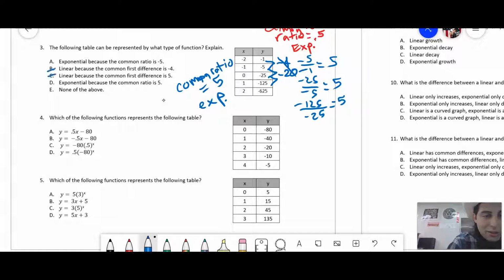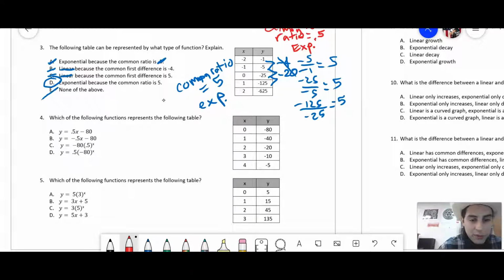Can't be B or C because that thing is linear. And I know there's a bunch of negative numbers here, but again, when you divide negative by negative, you get a positive number. You get a positive common ratio. So the answer cannot be A. The common ratio is not -5. The common ratio is +5. So it eliminates E.